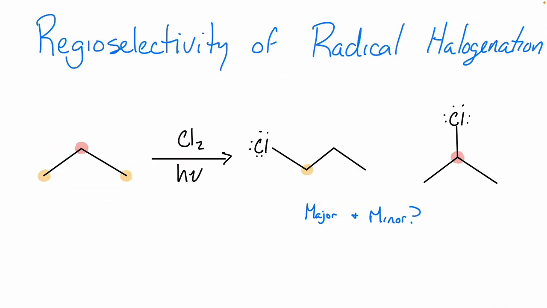All right, so one major factor in determining our product distribution, what is the major and minor product, is going to be the stability of those radicals, where again, the more substituted the carbon, the more stable the radical. But again, it's a little bit more complicated than just that.